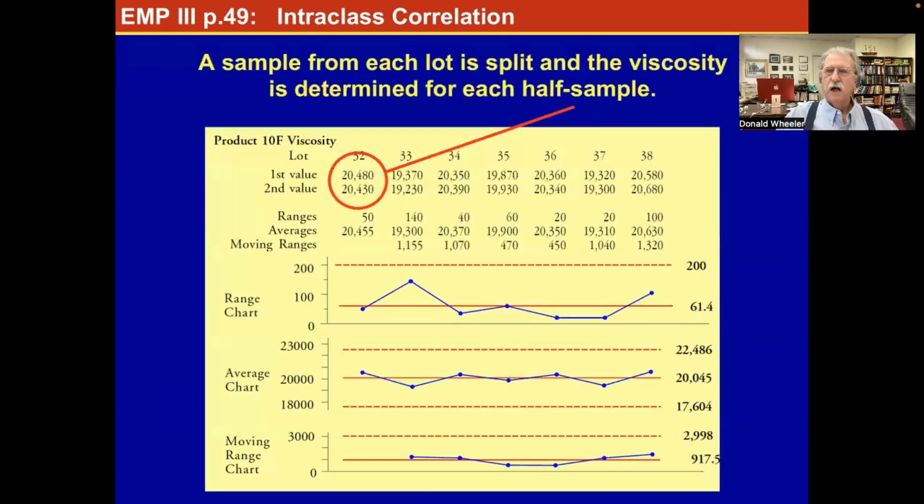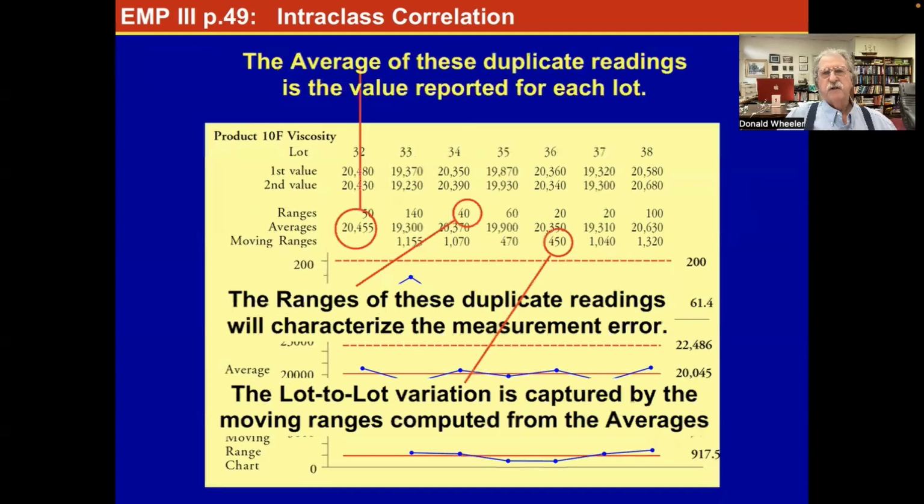A sample from each lot is split, and the viscosity is determined for each half sample. The average of these duplicate readings is the value that gets reported for each lot. The ranges of these duplicate readings will characterize the measurement error, and the lot-to-lot variation will be captured by the moving ranges computed from the averages. So here we have a three-way chart.